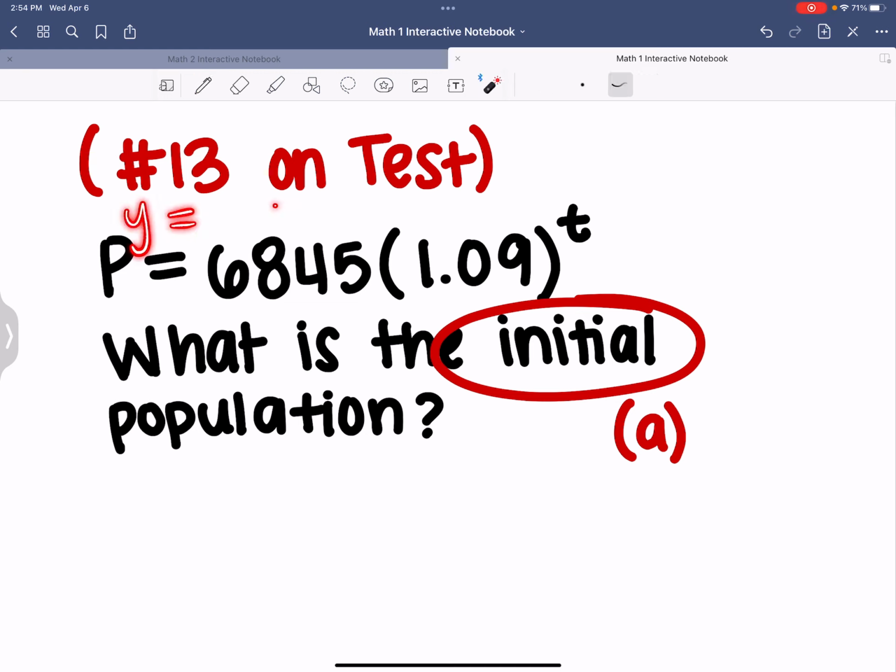This is y equals a times b to the power x. Your A value is just that number in front. So don't overthink that one. It just says, what is the initial population? What's the initial value? That's your A.